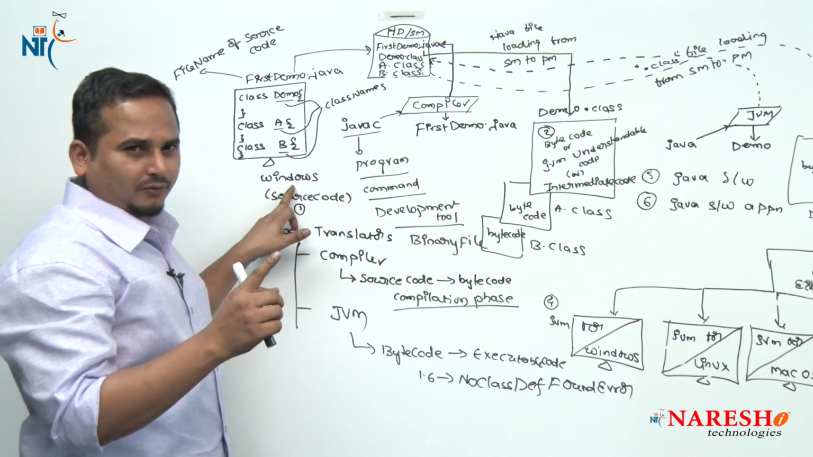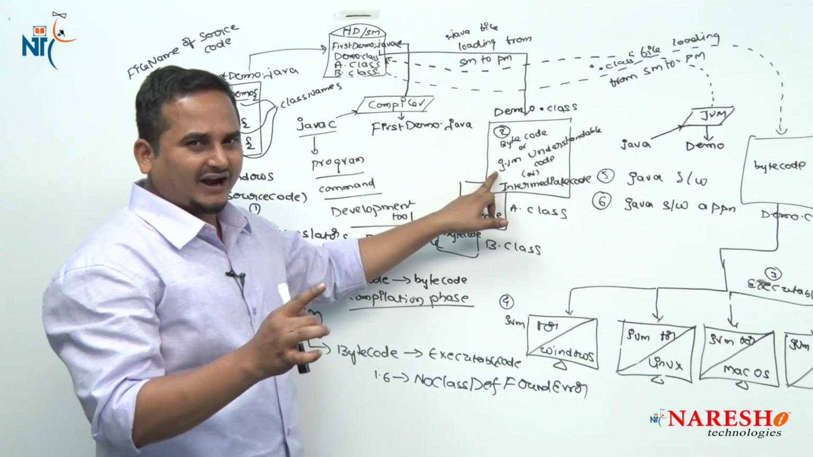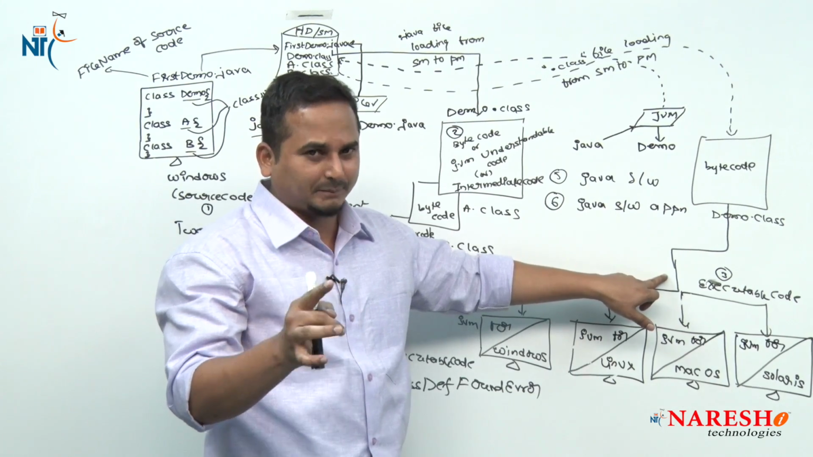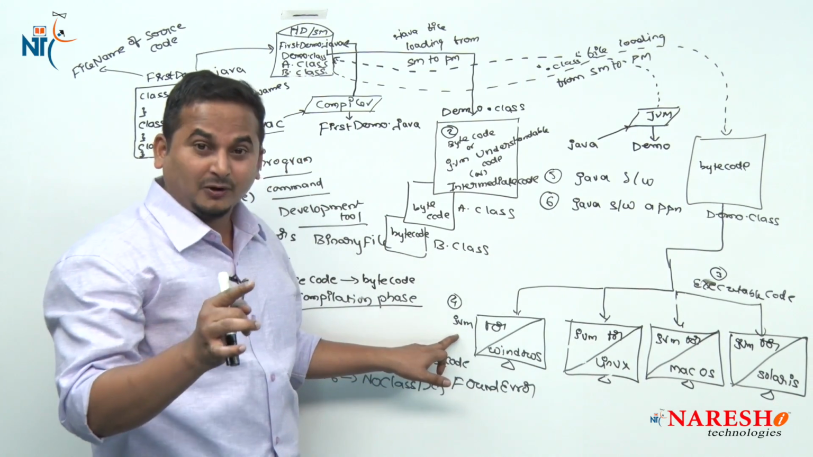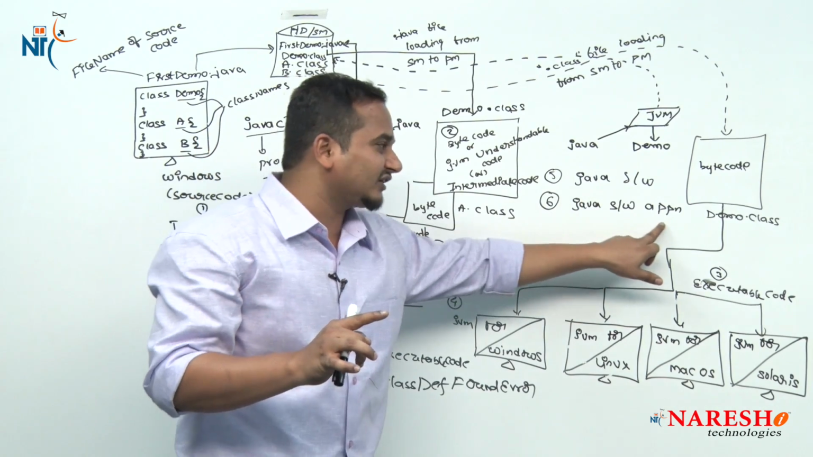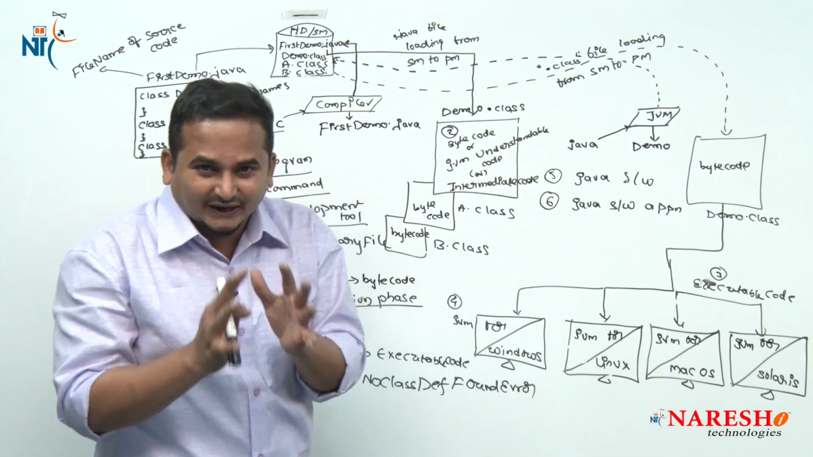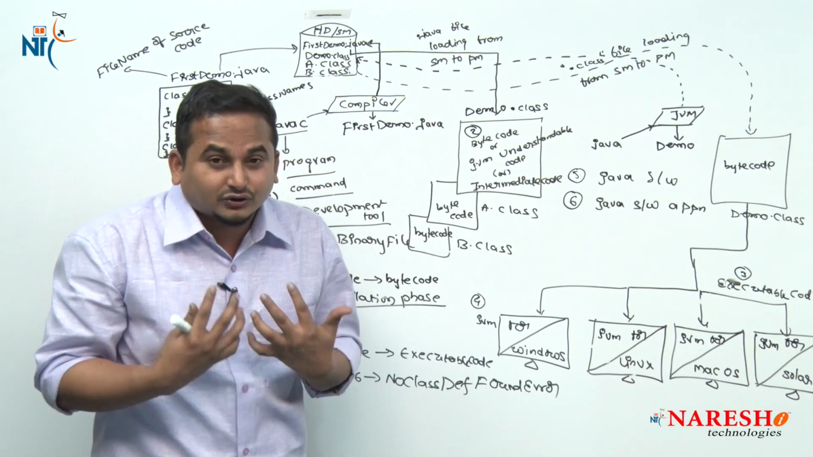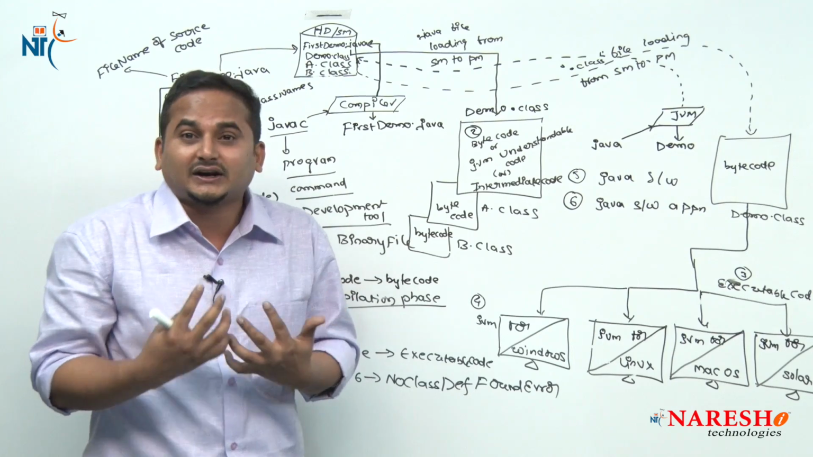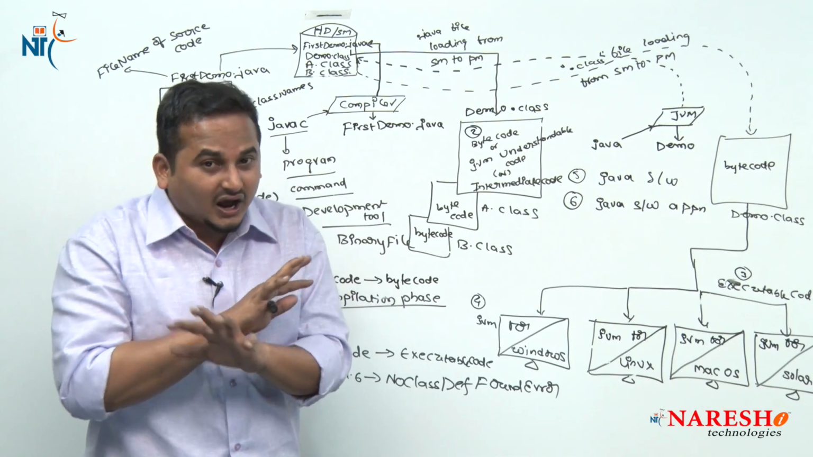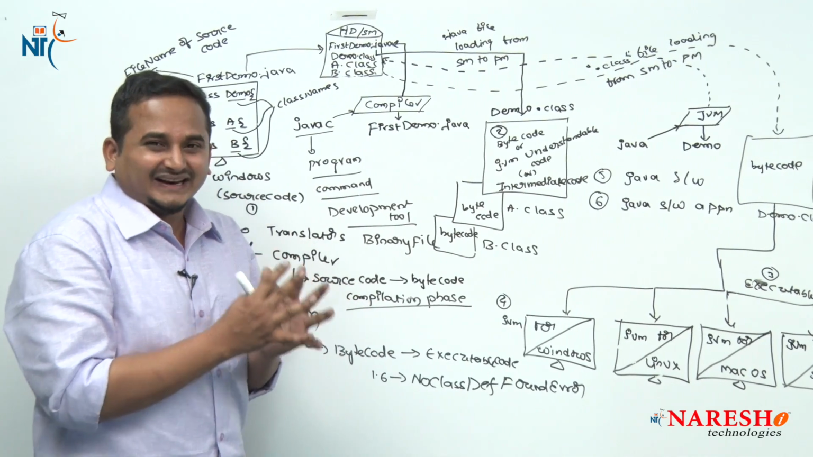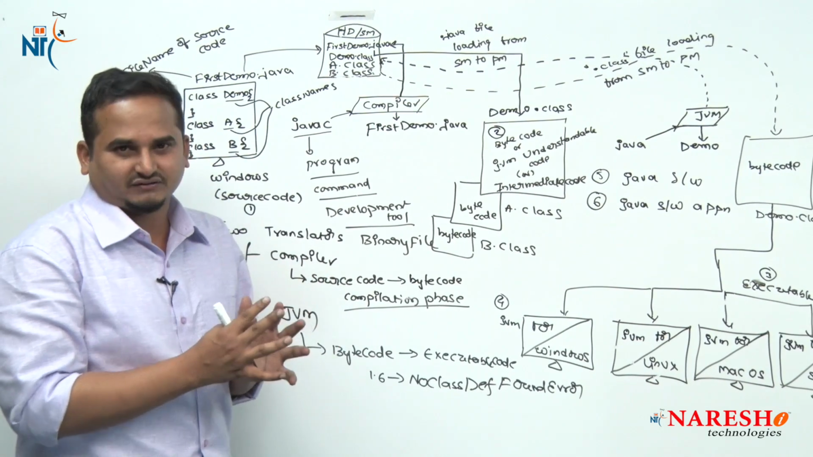Now let me give a quick review. Source code is platform independent, bytecode is platform independent, executable code is platform specific or platform dependent, JVM is platform dependent, Java software is platform dependent, and Java software application is platform independent. When we say Java is platform independent, we are talking about that concept related to the application, not the software. This is exactly the platform independency concept under Java.